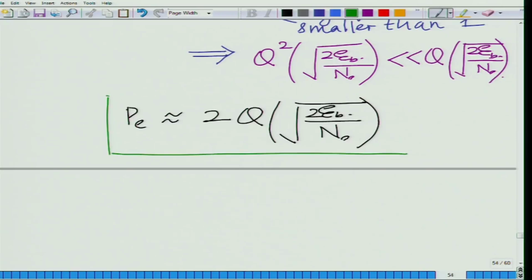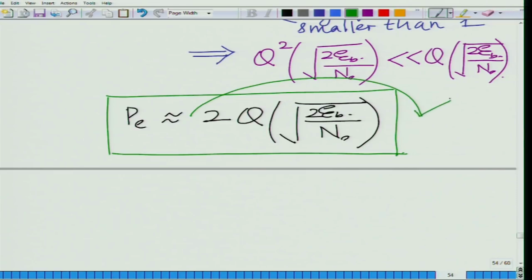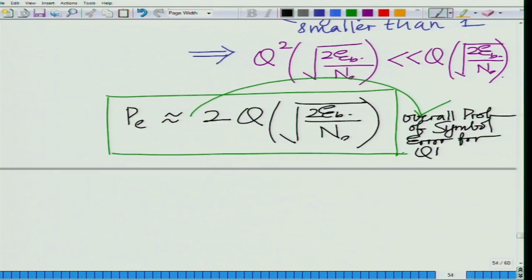This is a valid approximation for the overall probability of symbol error. So this is an approximation for the overall probability of symbol error for QPSK.